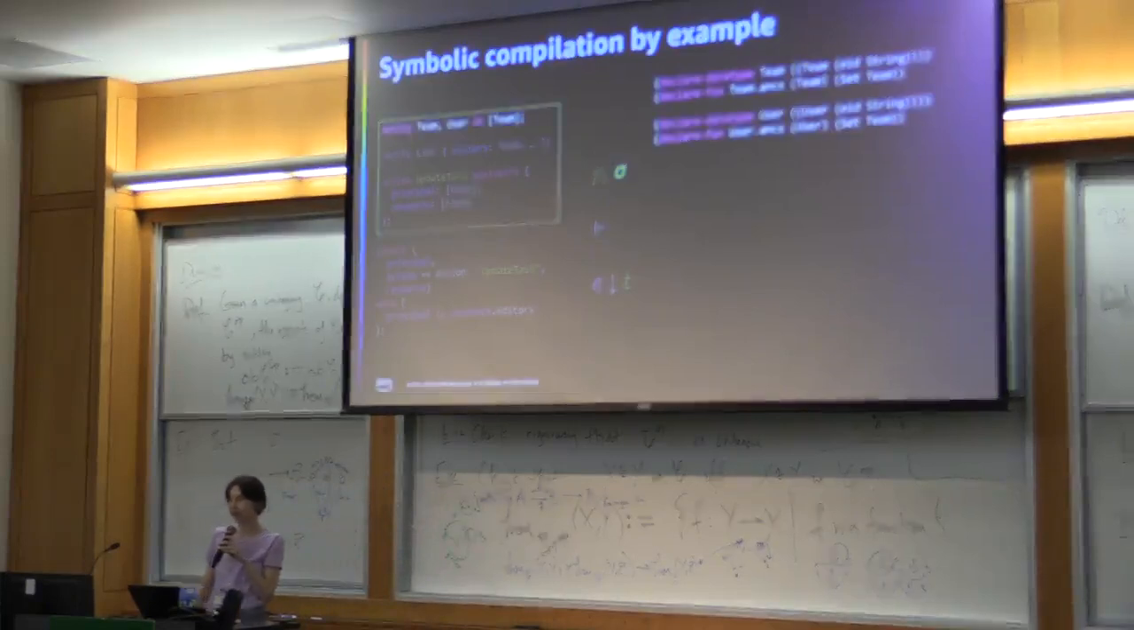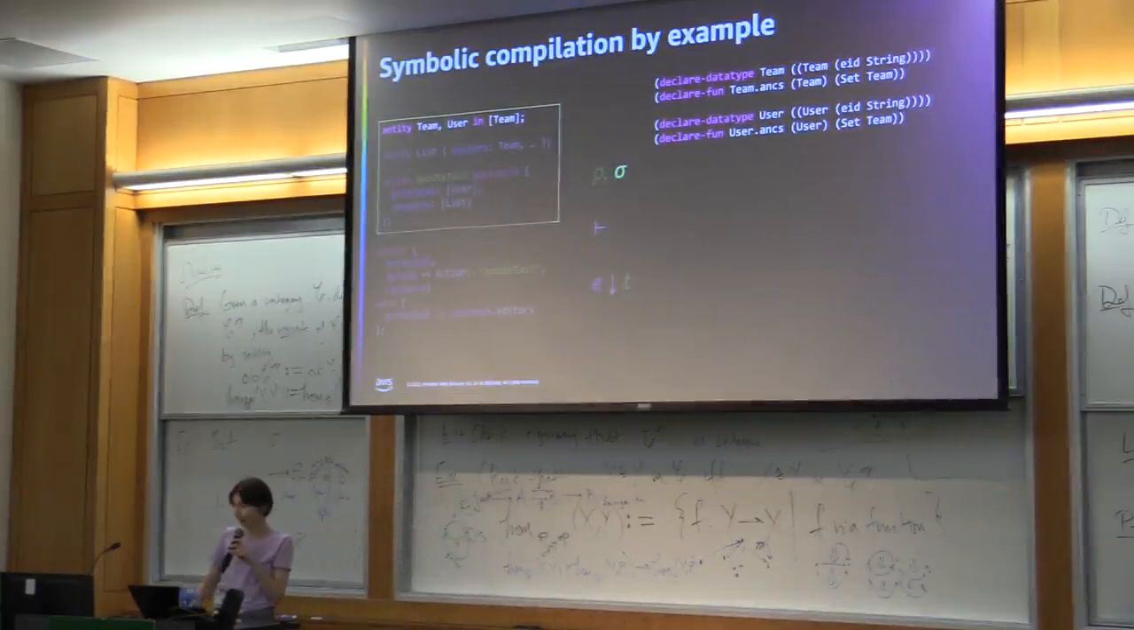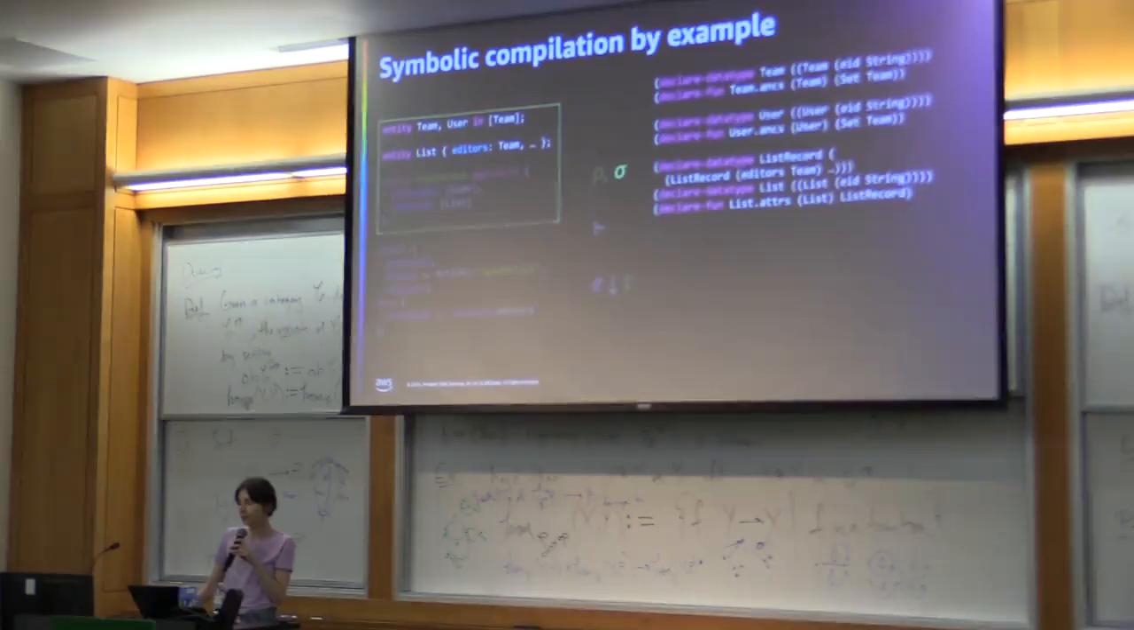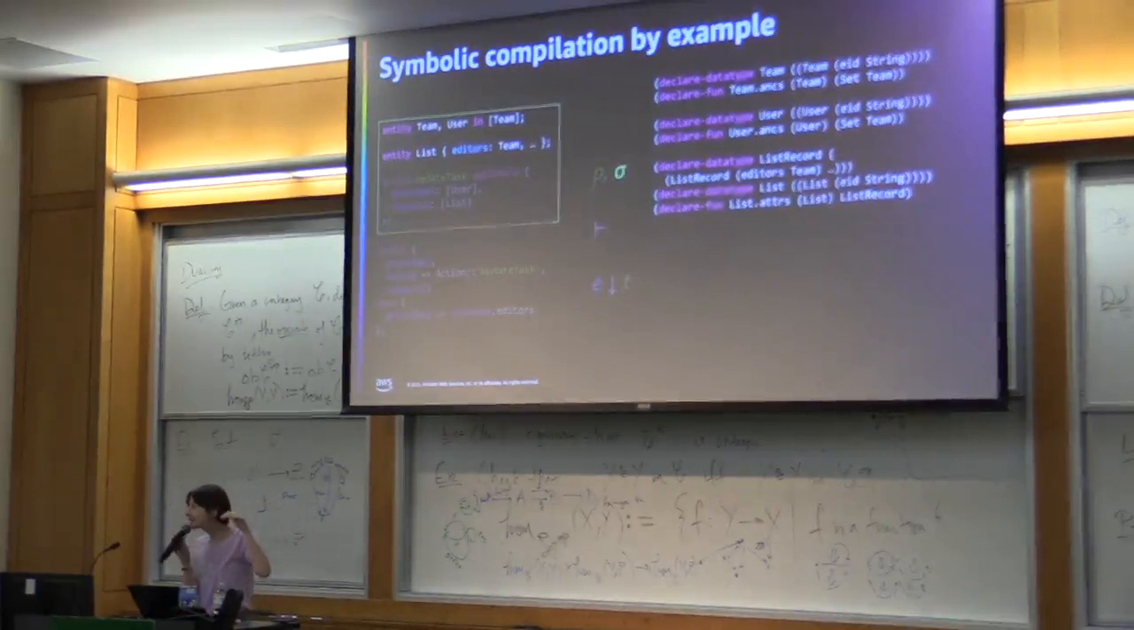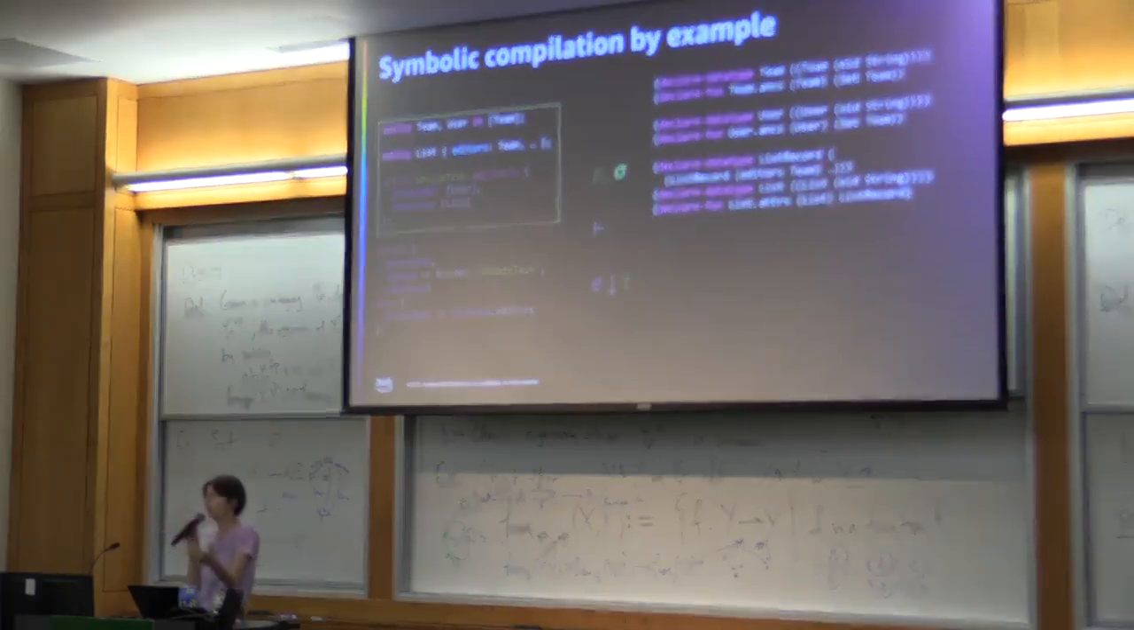Now we do the same thing for users, and we're going to do the same thing for lists, which is going to give us something more interesting to look at. So lists have attributes as well, and we represent attributes as uninterpreted functions from entities to records of the right shape, where the shape of the record is defined by the schema.